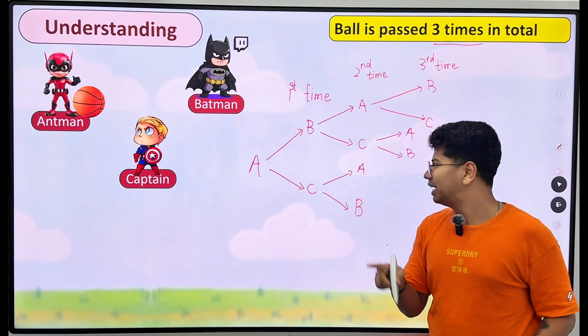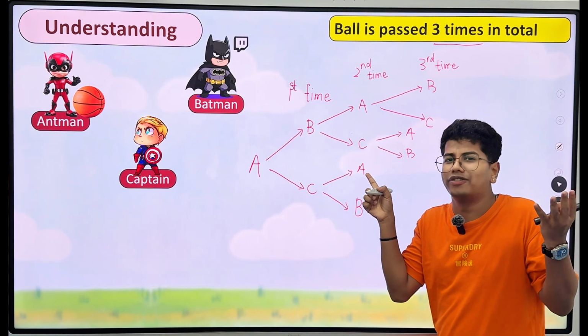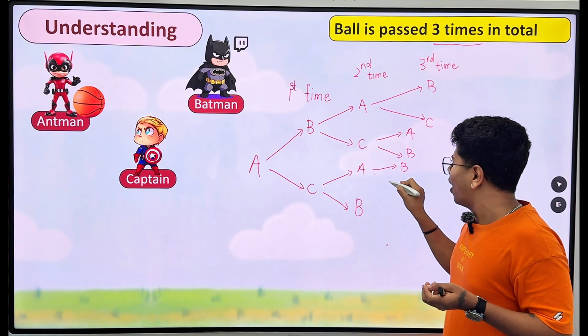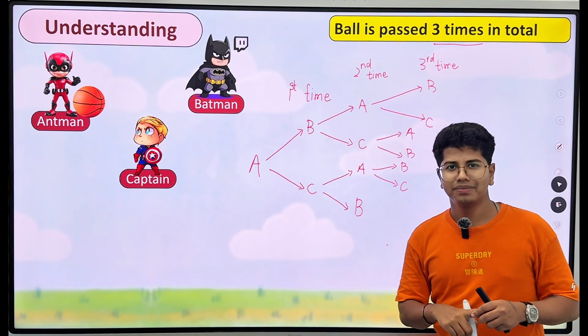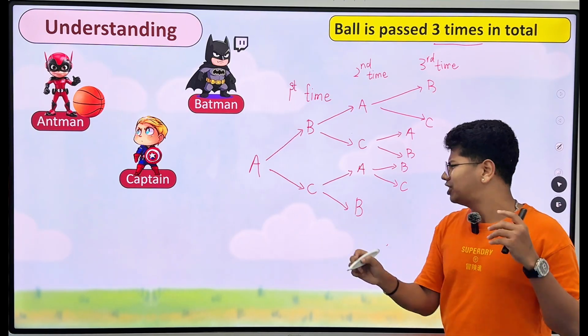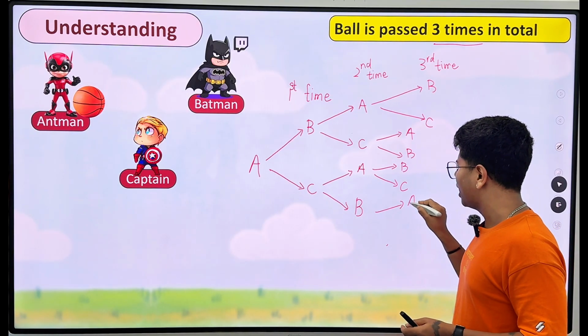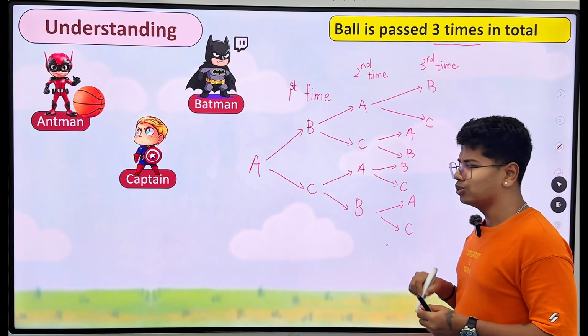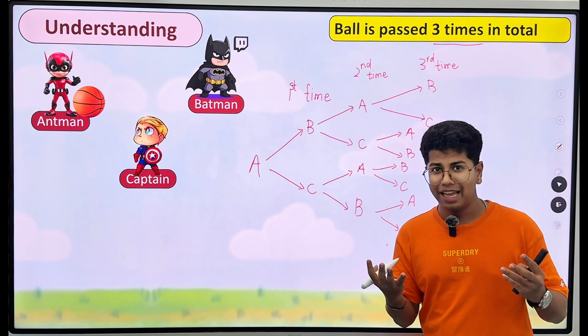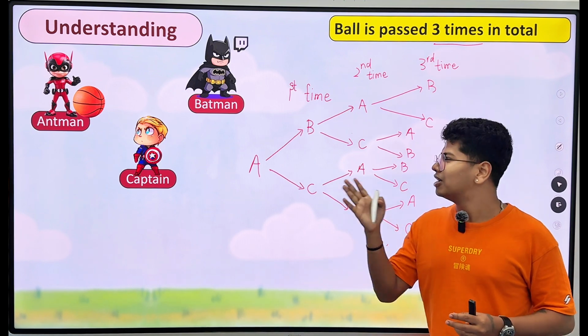Now can you help me tell, if Ant-Man has the ball, who else can he give to? Perfect. He can give to Batman or else Captain again. Now what if Batman has the ball? Of course, since they are passing among each other, Batman can pass to Ant-Man and Batman can pass to Captain America.